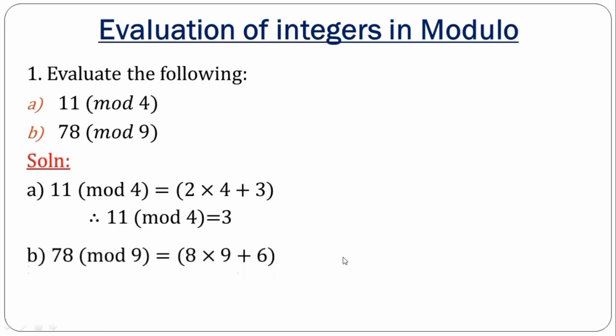Look at the next example. If you divide 78 by 9, you will get 8. And 8 times 9 is 72. And so our remainder is 6. That's going to give us the solution here as 6.